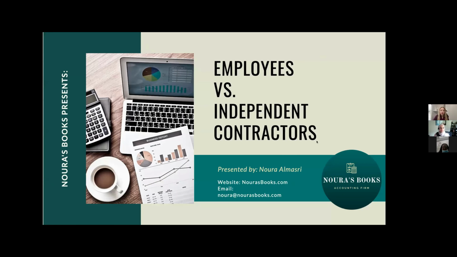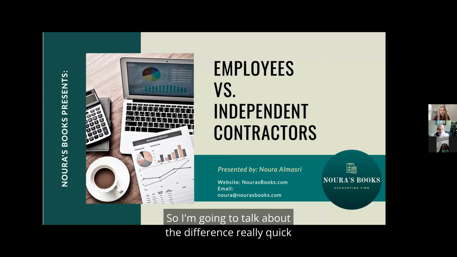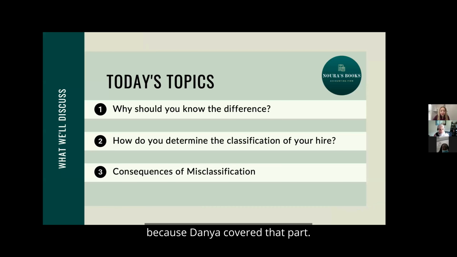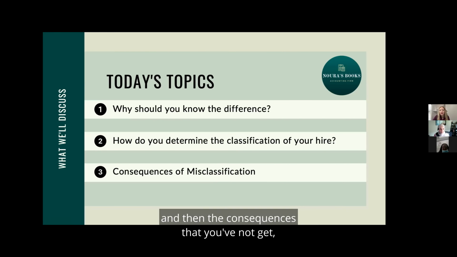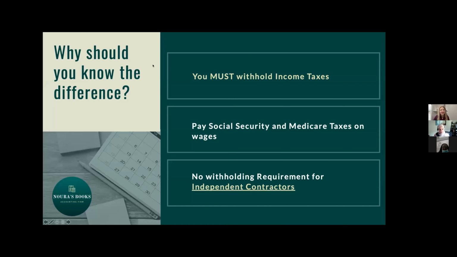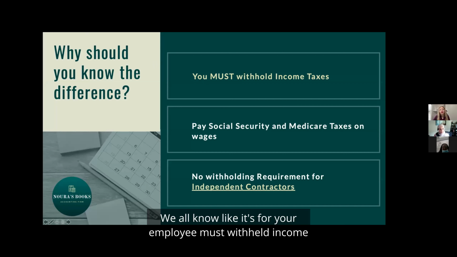Okay. So I'm going to talk about the difference really quick, because Danya covered that part. There are 3 topics I'm going to cover: why should we know the difference, how to determine the classification, and then the consequences that you might get through the IRS because of the misclassification. So we all know, for your employee, you must withhold income taxes and pay their Social Security and Medicare for wages. You don't have to do that for an independent contractor.